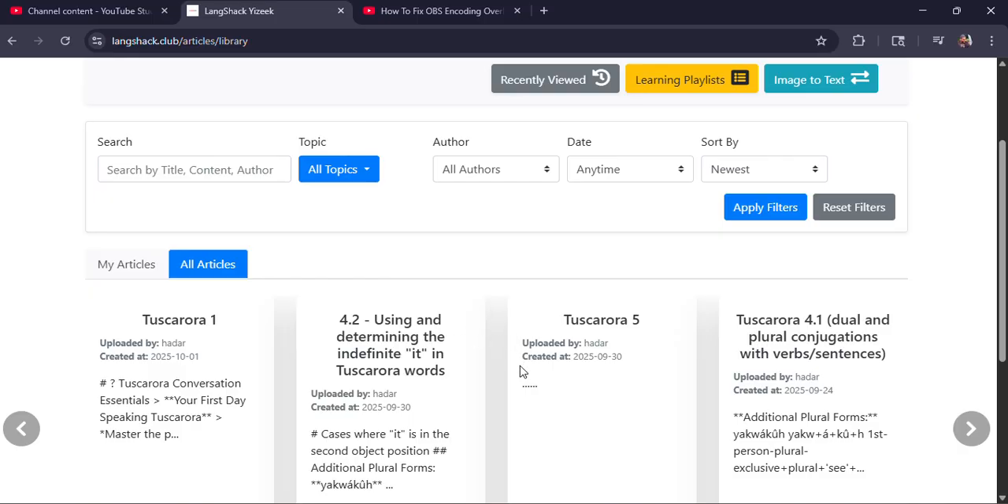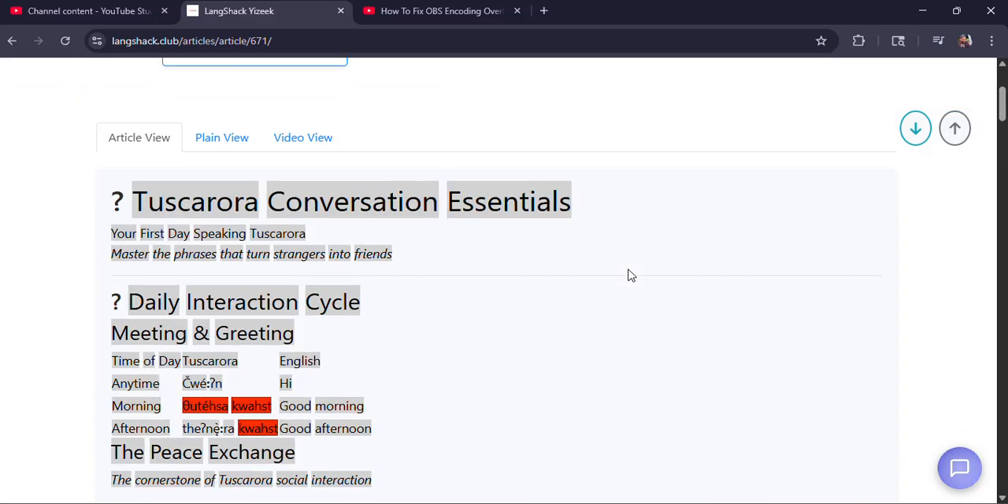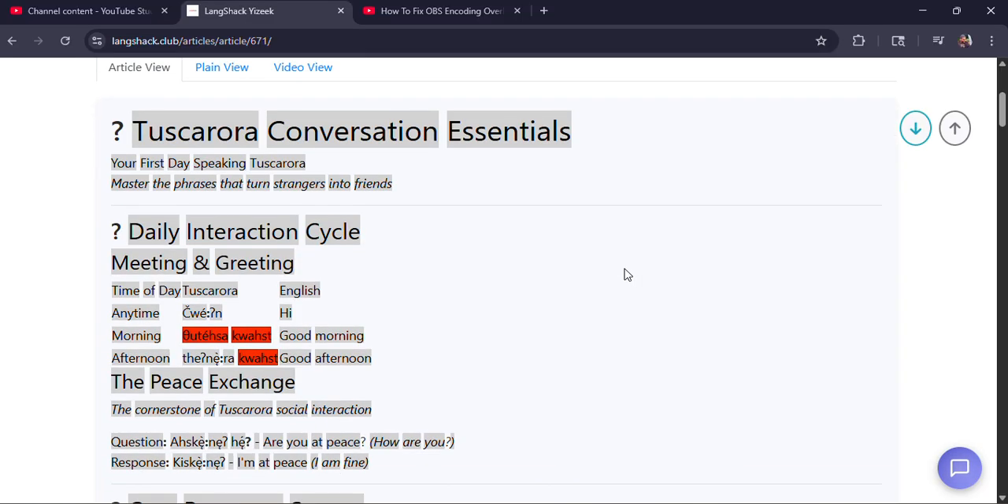Okay, so we are going to be going through Tuscarora 1, which I made a few weeks ago, and I had to edit it just now because there's some areas of this that need some extra explanation.